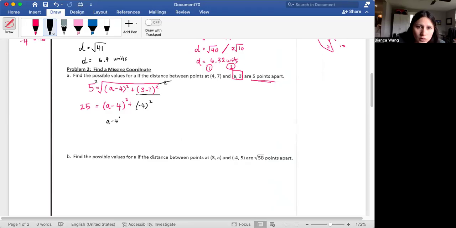So what I have here now is a minus 4 squared plus 16. 25 stays over here. I'm going to subtract 16 on both sides. So you're just working backwards. And then I have 9 after I've subtracted. And then I have a minus 4. And so the opposite of squaring something, what do you think it is? We've done the opposite of square rooting.